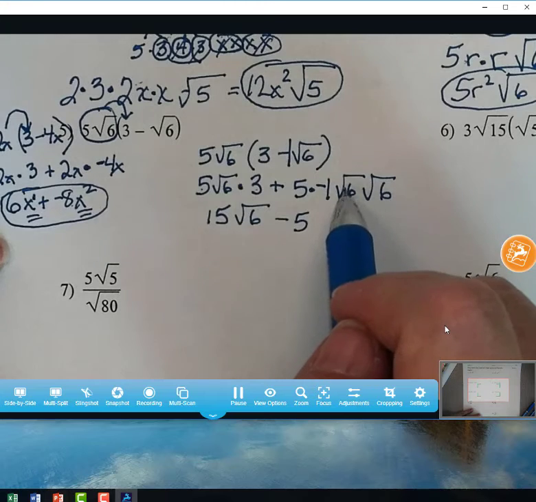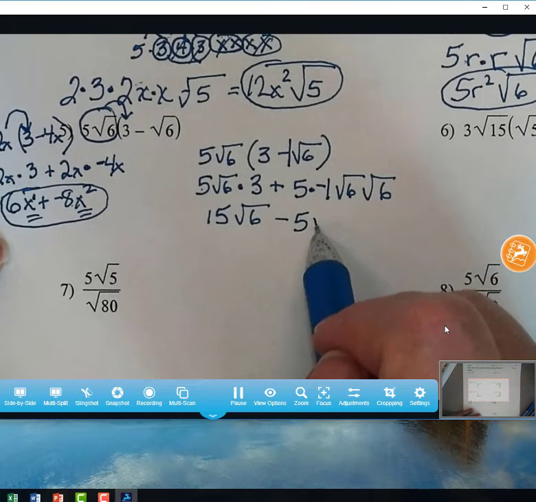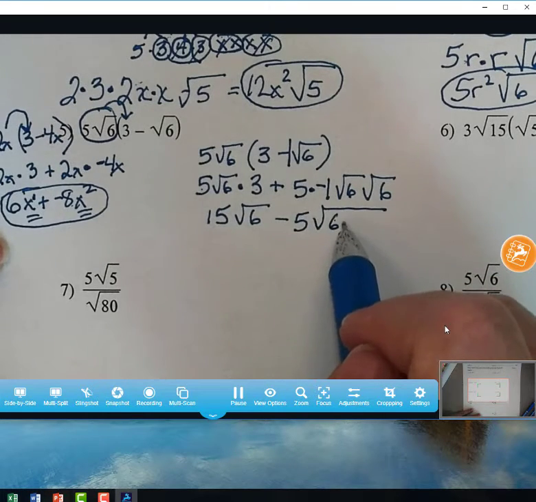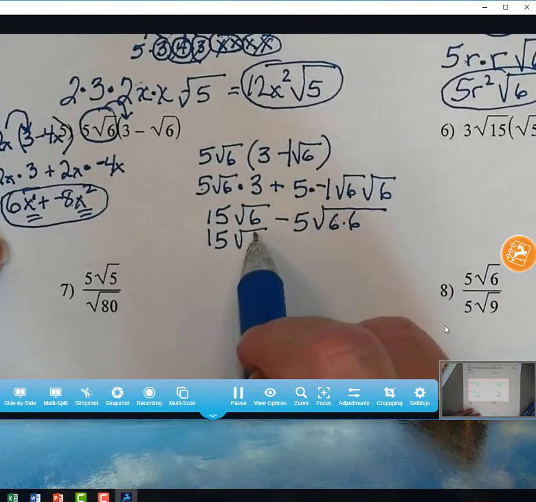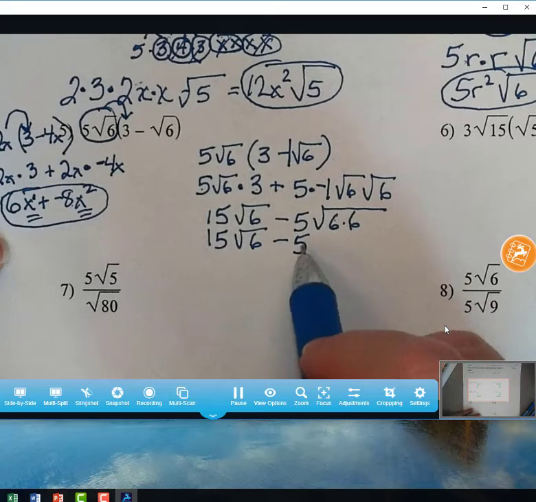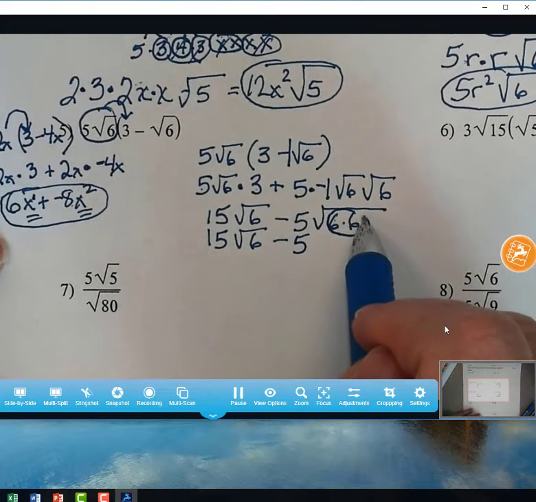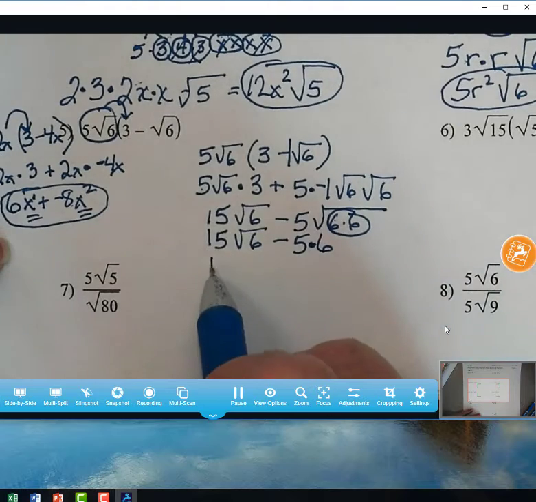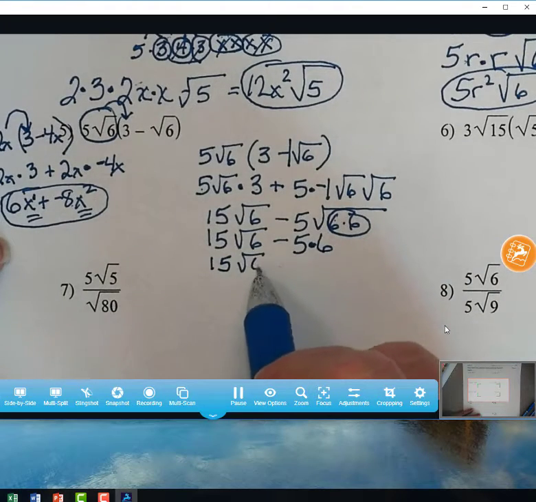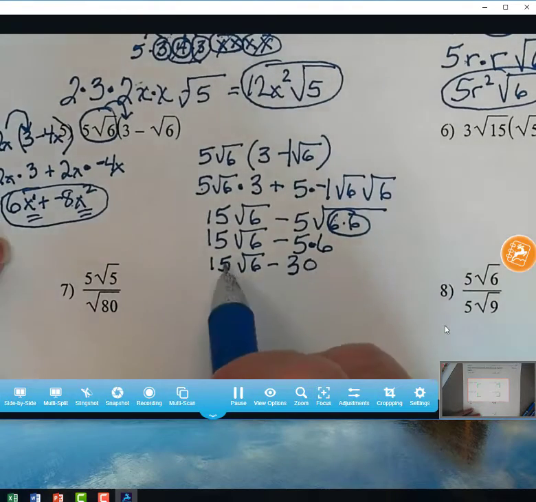5 times negative 1, that's going to be negative 5. And then they have the same index, so I'm allowed to combine them underneath the same radical sign. So 15 square root of 6 minus 5, I have 2 of them, so I can bring one out. So 15 square root of 6 minus 30.